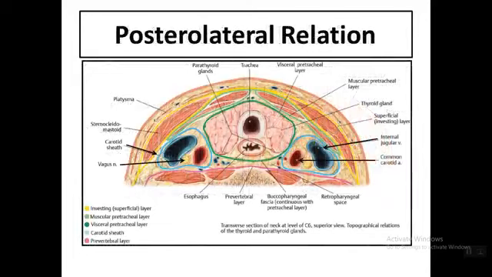Another posterolateral relation, another important structure that lies posterolaterally, is the carotid sheath. This is the first structure. Of course, the carotid sheath contains the internal jugular vein laterally, the common carotid artery medially, and in between we have the vagus nerve. All these structures are posterolateral to the thyroid gland.